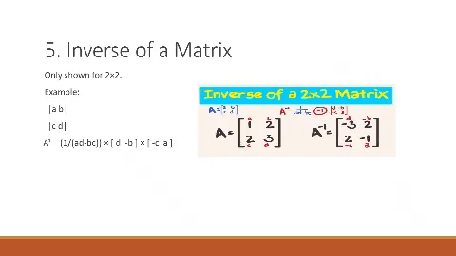Inverse of a matrix. Here we have a 2 by 2 matrix. So the inverse can be found quickly using a simple method: swap the elements of the main diagonal A and D, and just apply negative.